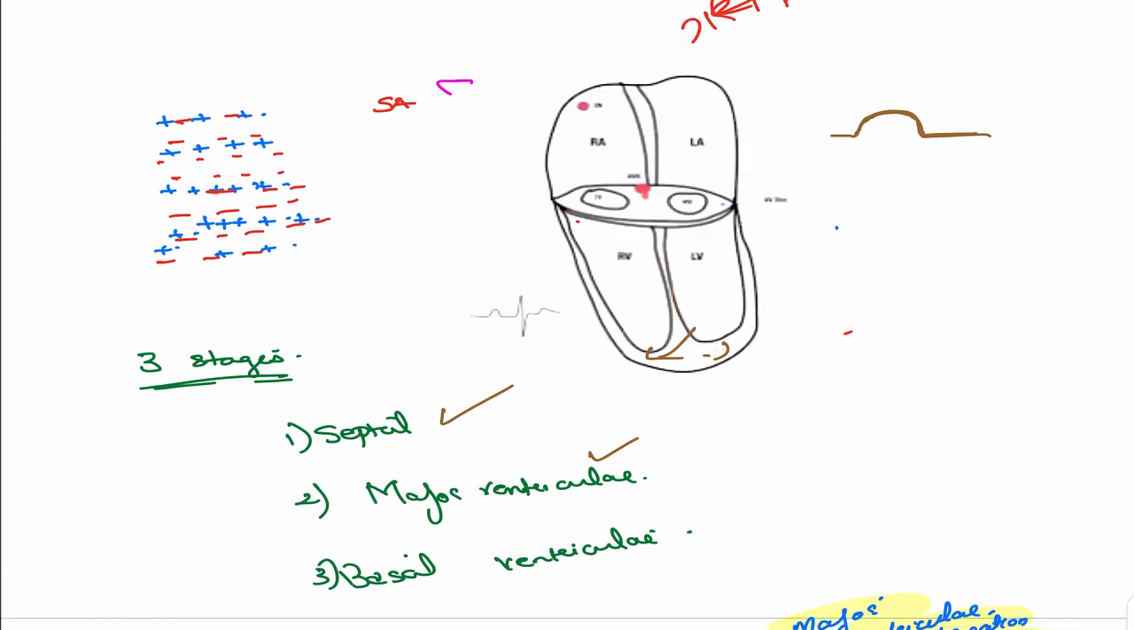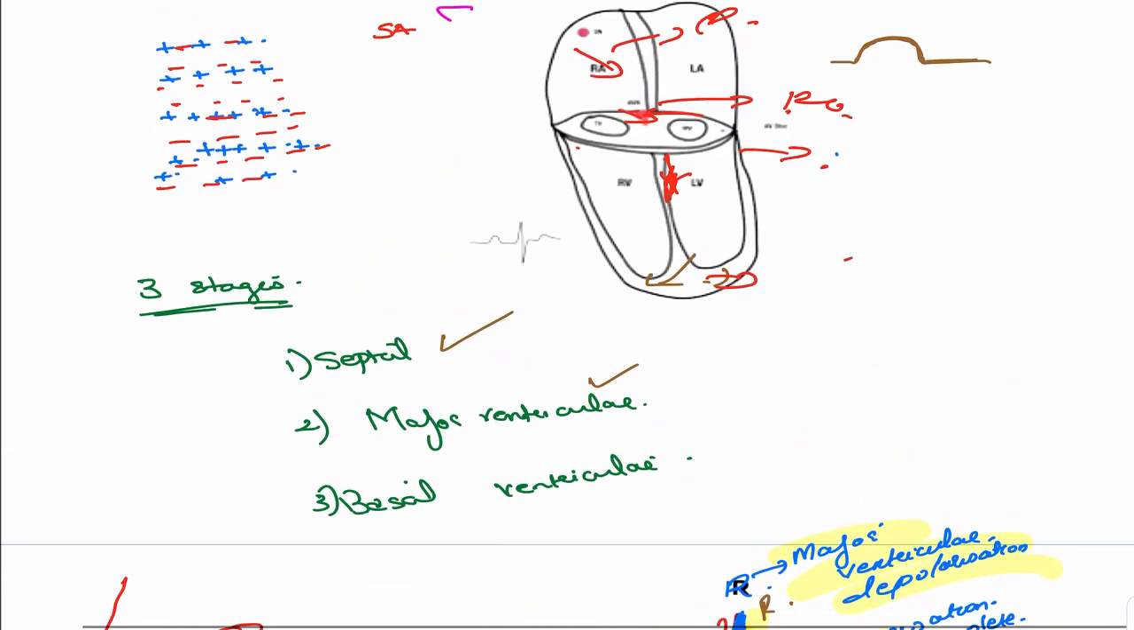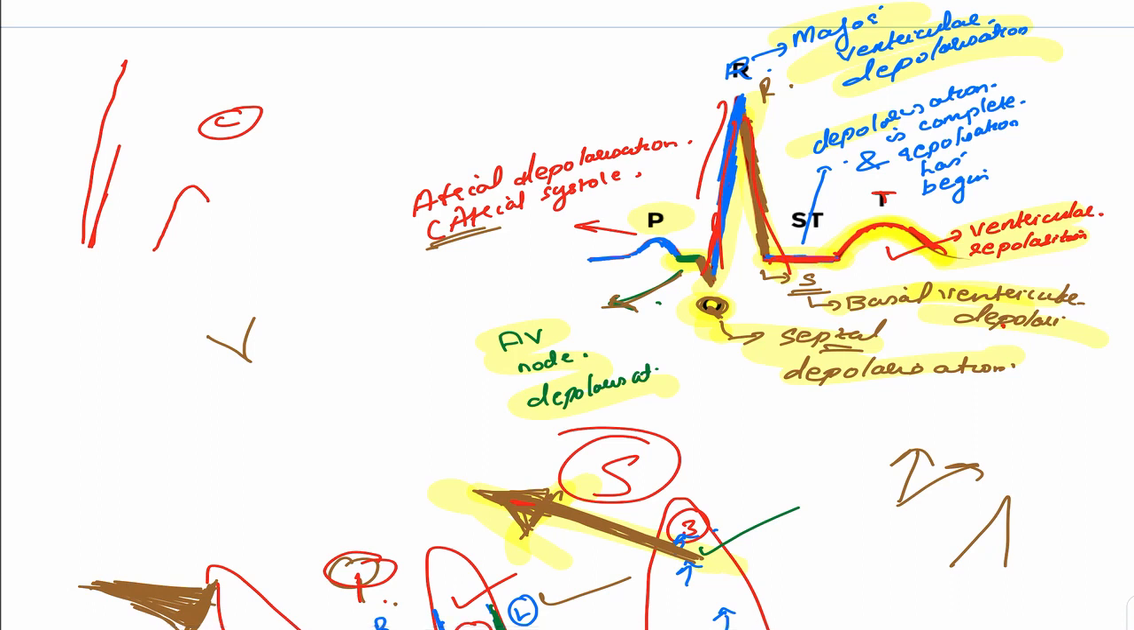Then we started with the atrial depolarization, where the wave was like this. That is SA nodal depolarization. Then we have the AV nodal, which was not detected. Here it was the P wave, here it was not detected. So the PQ segment. Then we started with septal depolarization, which is the Q downward deflection. Then the major ventricular R, and S is the basal ventricular. Then we had a flat line, which is complete depolarization. Spread of depolarization will have a deflection; once complete depolarization is finished, there won't be any deflection.